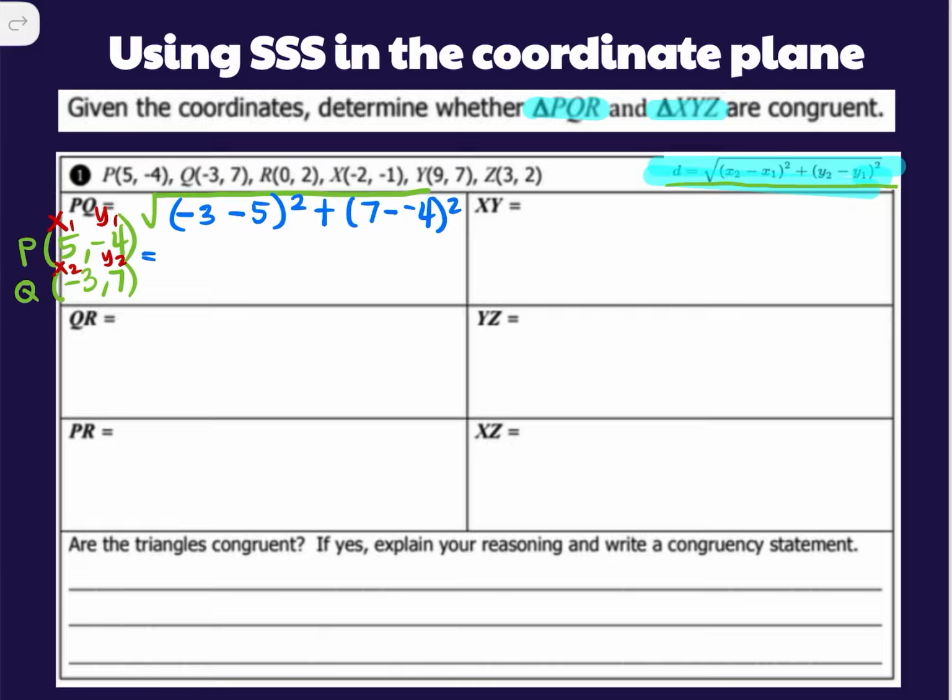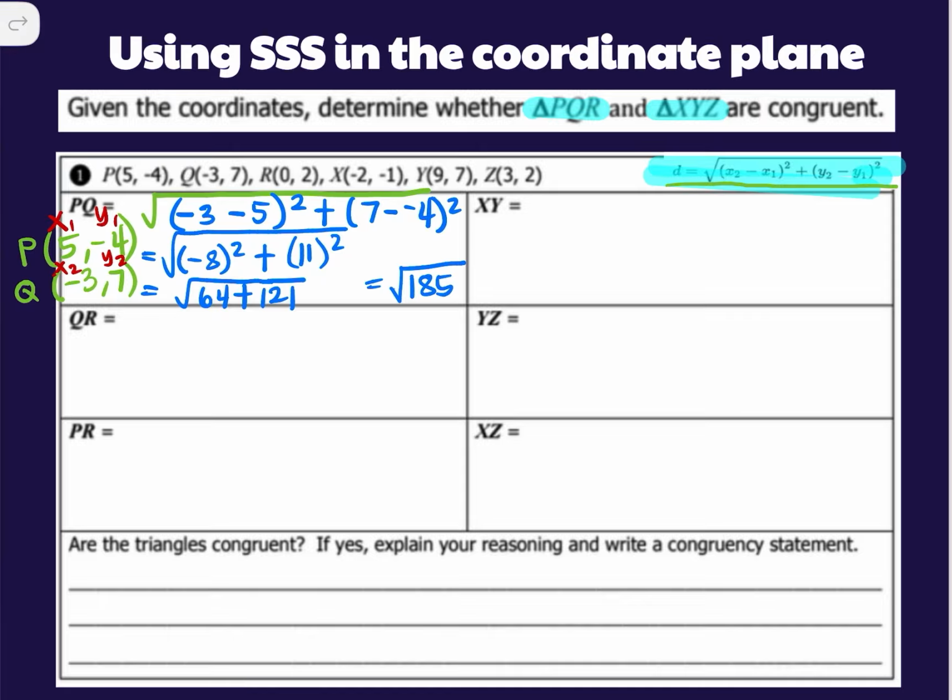We'll simplify. This will give us -8 to the second power plus 11 to the second power. Simplifying, we will have the square root of 64 plus 121. Adding these two numbers, we will have the square root of 185. We're going to leave our answer as a radical. We're going to move on to the next step.